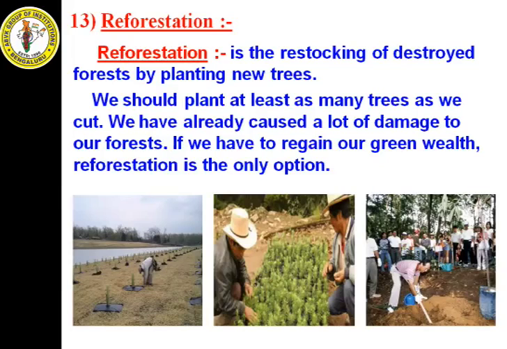It is restocking, or replacing, of destroyed forest by planting new trees. We should plant at least as many trees as we cut. If you have a right to cut a tree, then you should also have a right to grow a tree. You can cut a tree, but you also need to grow a tree in the place of the cut down tree. We have already caused a lot of damage to our forest. If we have to regain our green wealth, reforestation is the only option. That's what they are telling. The restocking of the destroyed forest by planting new trees is called reforestation.